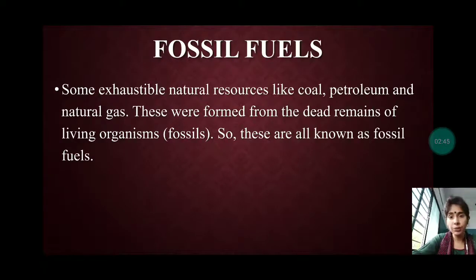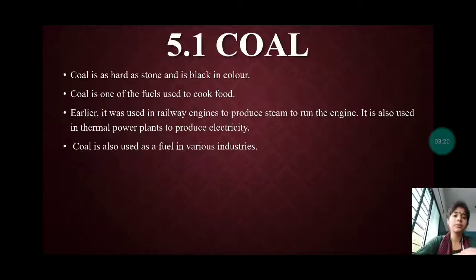So what are fossil fuels? Some exhaustible natural resources, exhaustible means जो जल्दी से खत्म हो सकता है, because they are very limited in nature. Some exhaustible natural resources like coal, petroleum and natural gas are formed from the dead remains of living organisms. That's why they are known as fossil fuels. The fuel that is produced from fossils is known as fossil fuel.